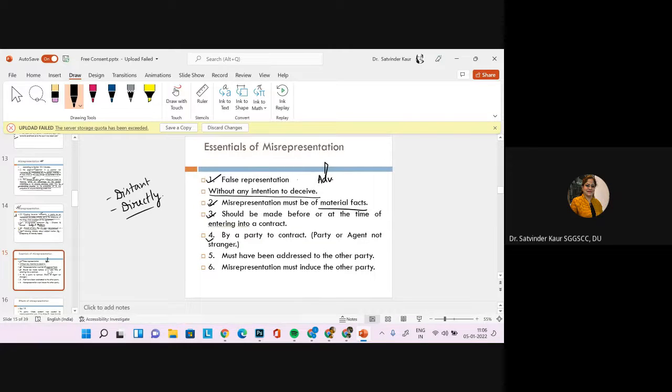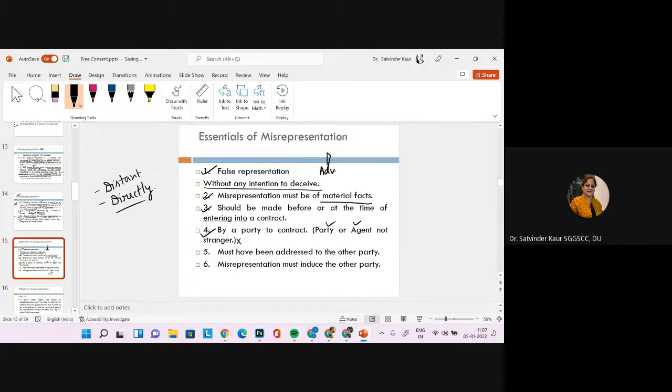It can be made by a party or agent, not a stranger. If any stranger is making a statement that Mr. So-and-so will become the director of the particular company, and then you are deciding, the person who is making you enter into the contract has not affected your consent. Some third party or some third information has done it. So this will not be covered under misrepresentation, so that later on you cannot set aside the contract saying that I have purchased the shares on the advice of my friend. That's not permissible in this.